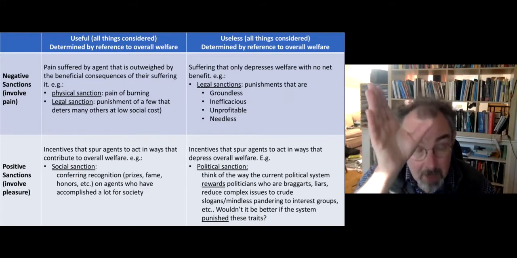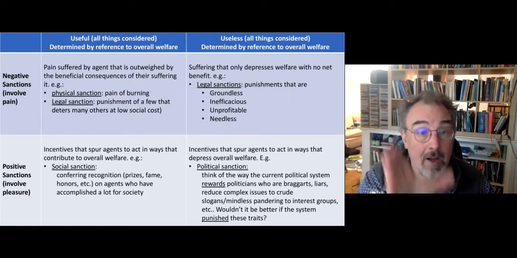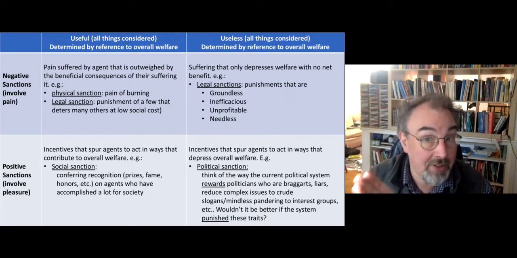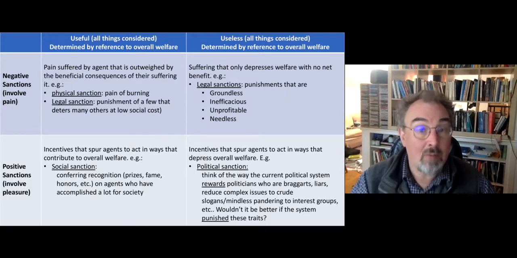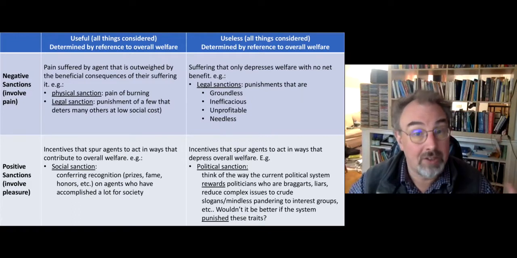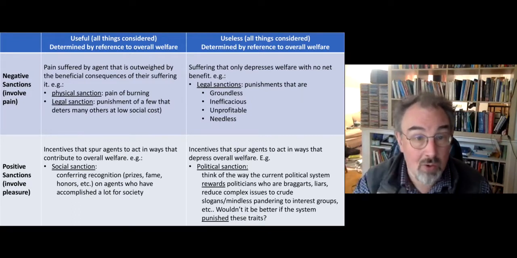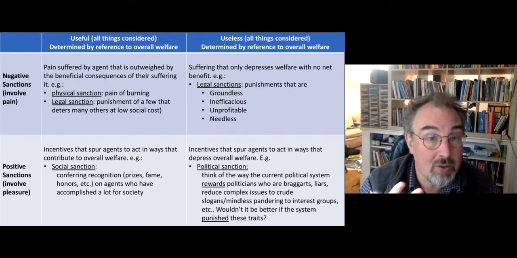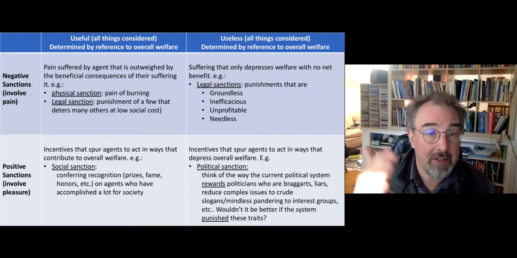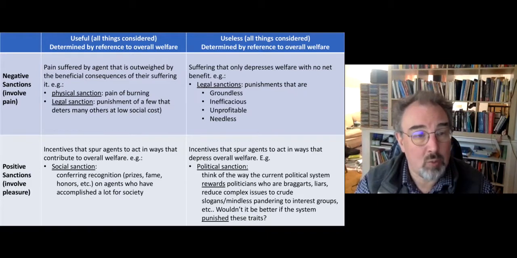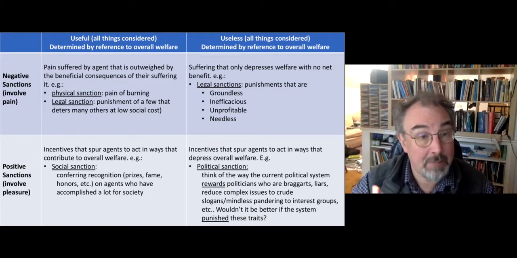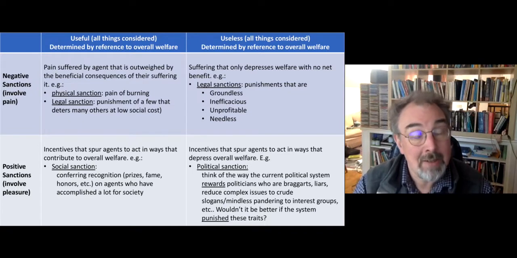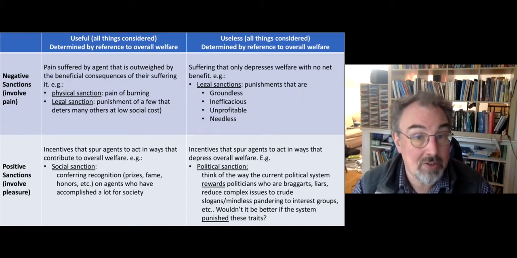And then the two vertical columns are defined by what is useful, all things considered, or useless, all things considered, when one looks at their overall consequences in relation to aggregate welfare. And if we just go through the four cells that this logically creates, you can see, roughly speaking, what Bentham's proposal looks like. In the northwestern corner, we identify certain negative sanctions, experiences or anticipations of pain, that are, all things considered, quite useful from a utilitarian standpoint. These are cases of pain suffered by agents that is outweighed by the beneficial consequences of their suffering it.